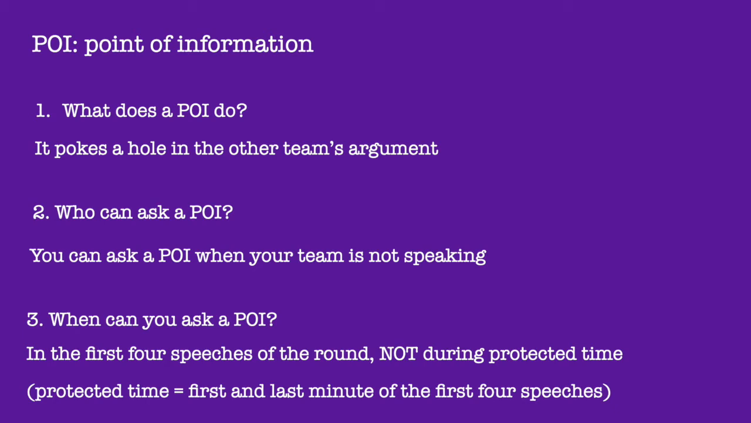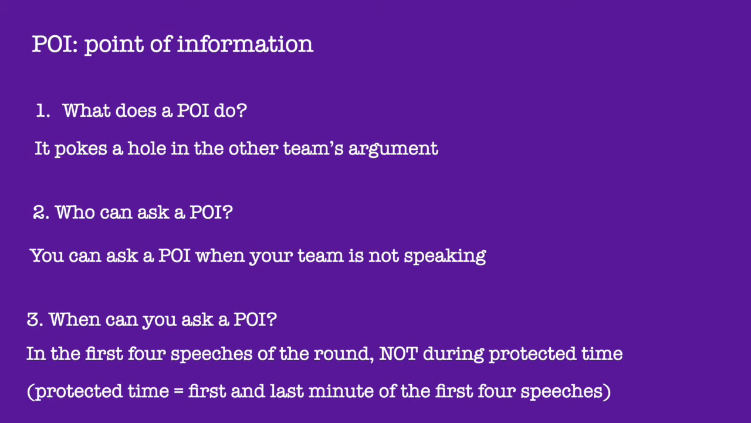So next up is a POI, or point of information. Points of information are probably the most common form of questions. You're most likely going to ask and receive a few POIs per round. So what does a POI actually do? When your opponents are speaking, you can ask a question that's supposed to poke a hole in their case. For example, if their case is arguing that we should adopt a universal basic income, a question that you can ask is, how will the government pay for one?